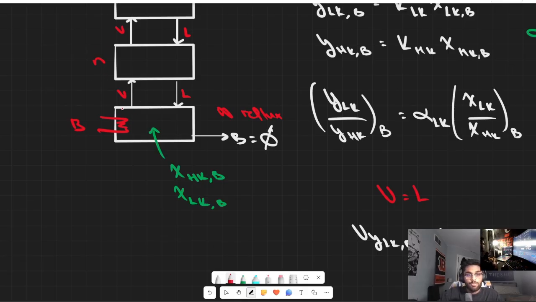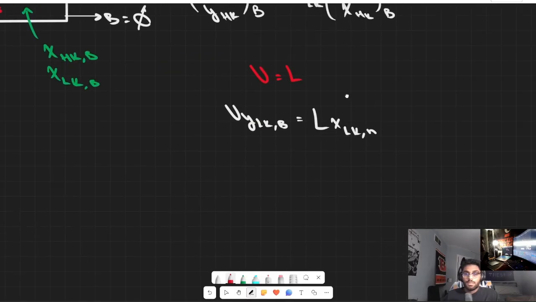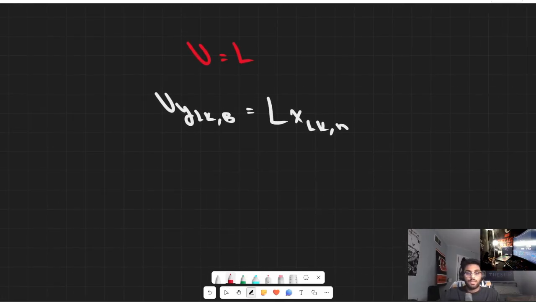So basically we're saying whatever the vapor moles leaving our reboiler, the rate of that must equal the rate of liquid influxing into our reboiler, and thus the moles leaving and entering must also be balanced. And we can also say the same thing for the heavy key. In the same way, V y heavy key of the bottoms is equal to L x heavy key from stage N.